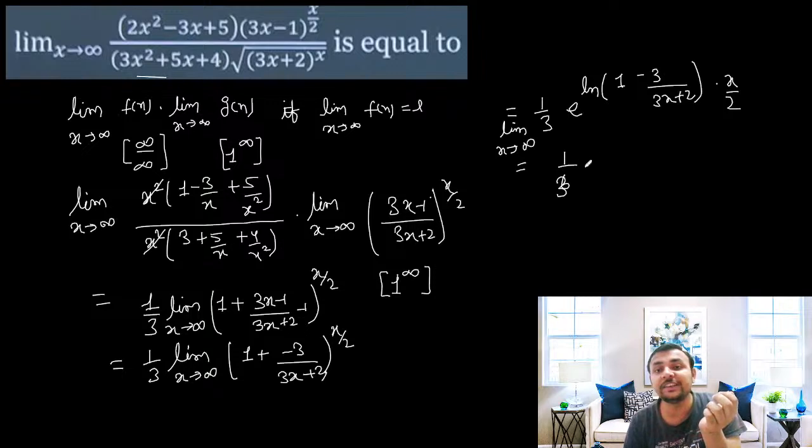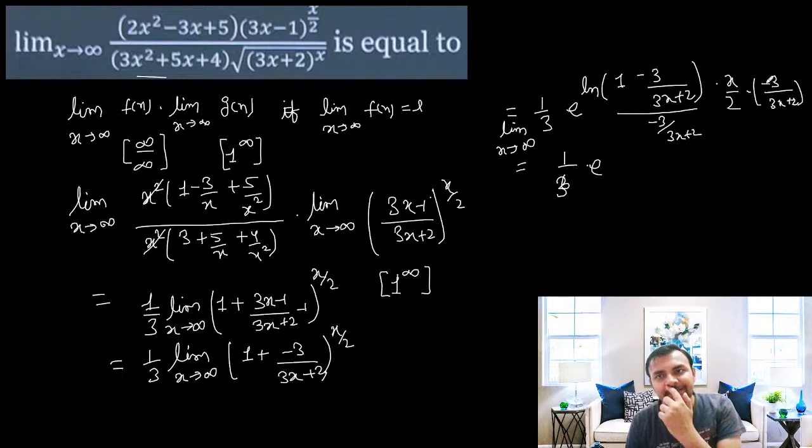And this is e to the power, isn't it? So in e to the power, we will divide by minus 3 upon 3x plus 2 and multiply with minus 3 upon 3x plus 2. And this is x tending to infinity, which is 1. So we have e, if you take x common, we'll have 2 by x, which is 0. x cancel, minus 3, 3 cancel. So it is minus 1 by 2. So the answer is 1 upon 3 root e. So this is the solution for this one.